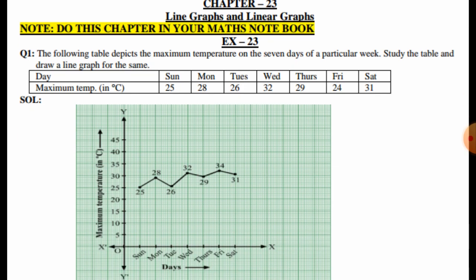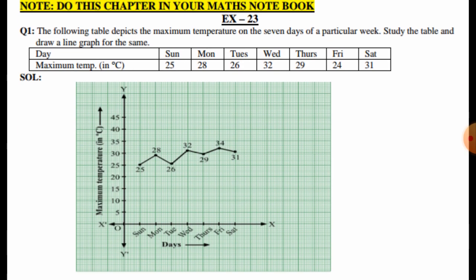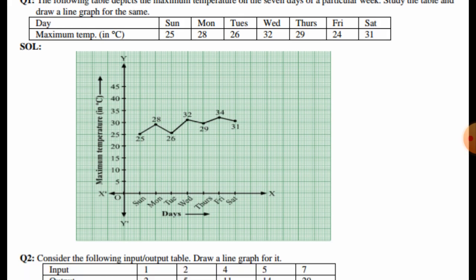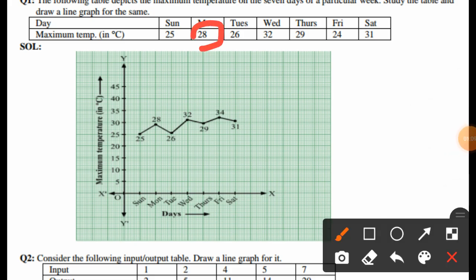So starting from exercise 23, see question number 1. In this question we have the following table depicting the maximum temperature on 7 days of a particular week. Study the table and draw a line graph for the same. So in this we have given the days: Sunday, Monday, Tuesday, Wednesday, Thursday, Friday, Saturday. So here the maximum temperature on Sunday is 25, on Monday it is 28, Tuesday it is 26, Wednesday 32, Thursday 29, Friday 24, and on Saturday 31. So on this information we have to make a line graph.